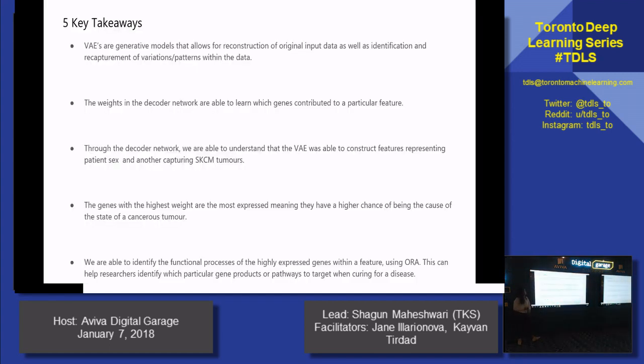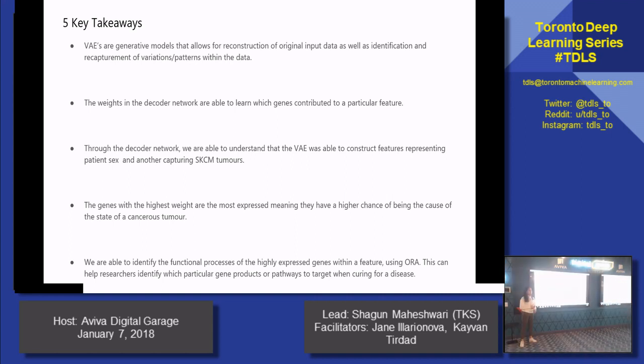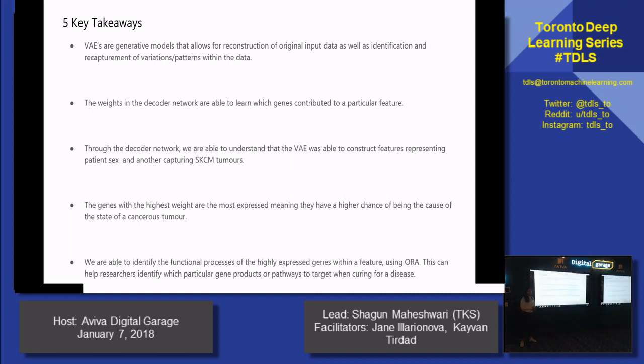So some of the key takeaways are that a variational autoencoder is a generative model, so it's able to reconstruct the data, but it's also able to understand the underlying representation of the data. Also, as you said, it could be a clustering algorithm that was able to create and construct the different features within the data, and the different features related to patient sex, and they also related to identifying and separating primary and metastatic skin cutaneous melanoma tumors.